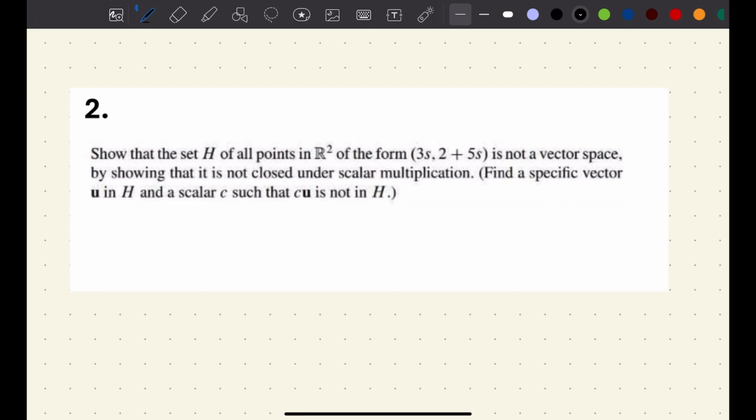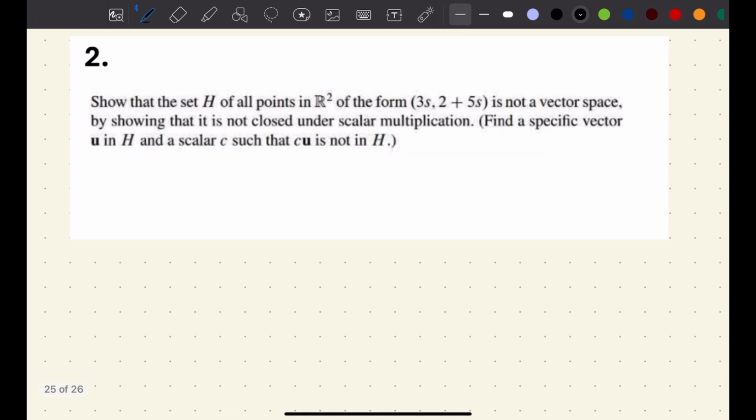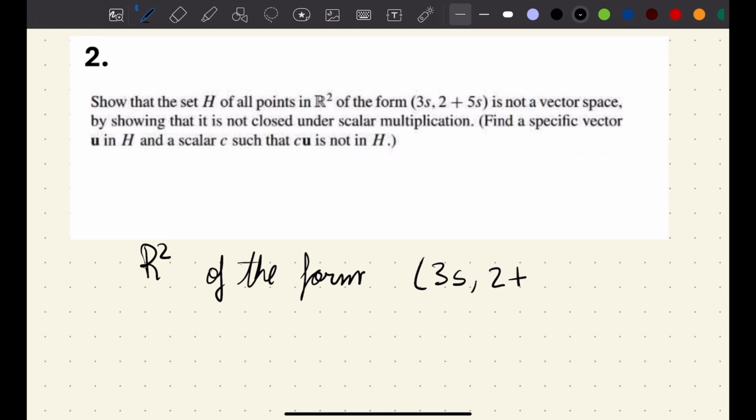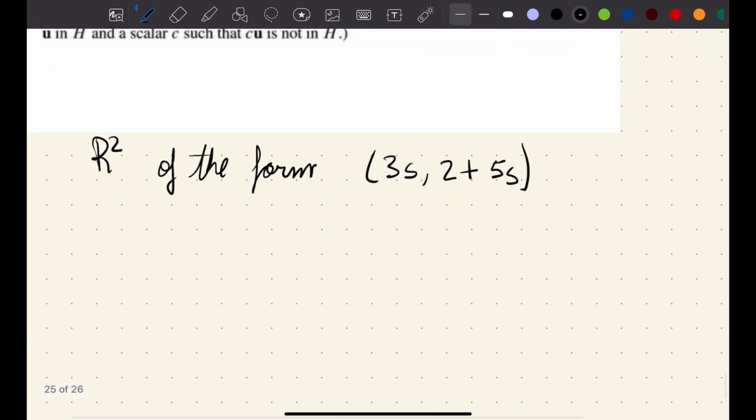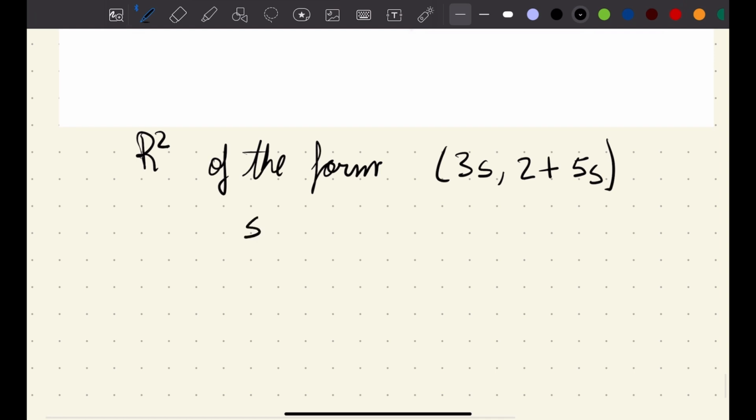We have already talked about what a vector space is and also what a subspace is. So set H is defined as the collection of all points in R2 of the form 3s, comma 2 plus 5s, where s is a real number.